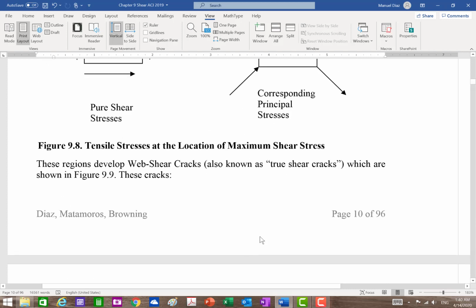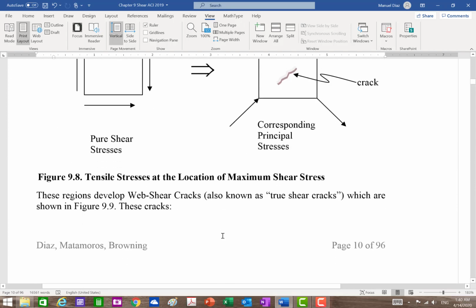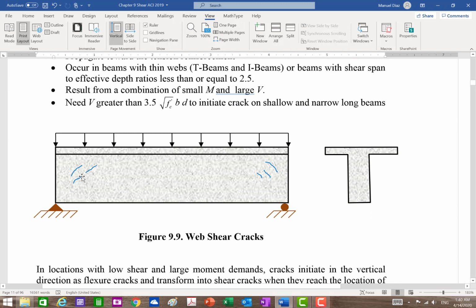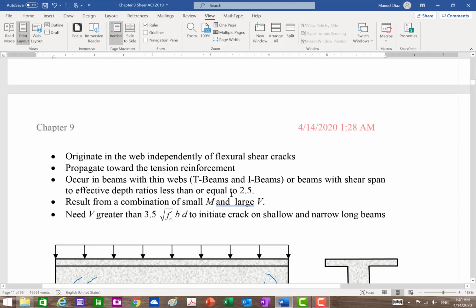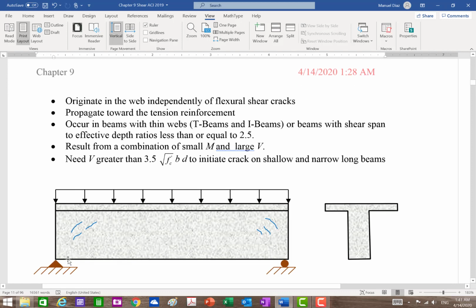So the true shear cracks are called the web shear cracks. They develop right at the webs, and these are more like this kind right at the webs, right? And so they originate at the web, so that's where you start. But then they move down and they go here, or they go and crash right in the top. But they start right at the webs. They have nothing to do with flexure shear cracks. They propagate toward the tension side, so they will go towards the reinforcement. They tend to happen in T-beams or I-beams, or beams.